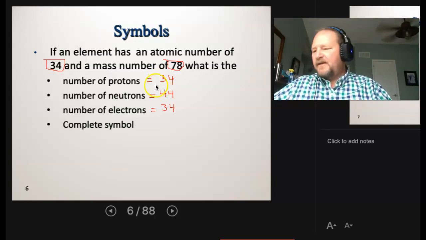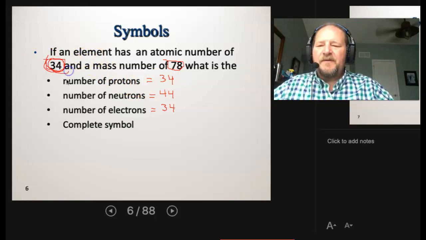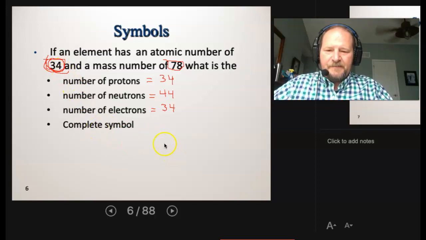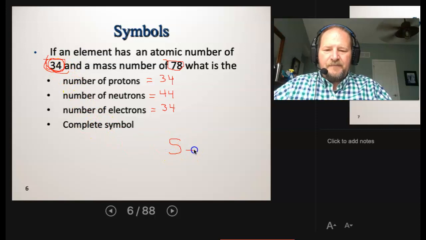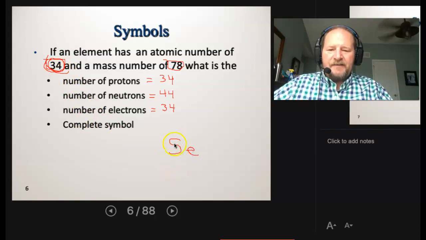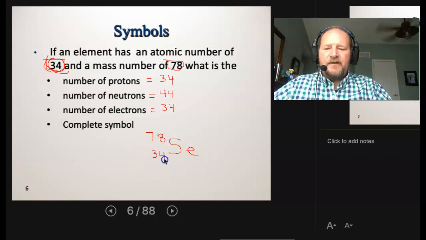So hopefully you've wised up just by that, and you know that you want to use the atomic number to figure out what the symbol is going to be. So for the atomic number, the symbol will be selenium, Se. And again, capitalization is going to matter here, so I have a capital S, lowercase e. The mass number is going to go up on the top here, so that's going to be a 78. And then on the bottom will be the atomic number, 34.